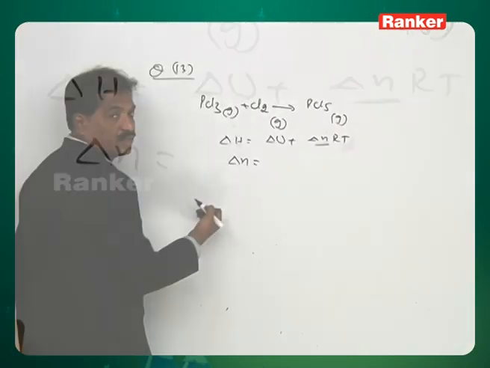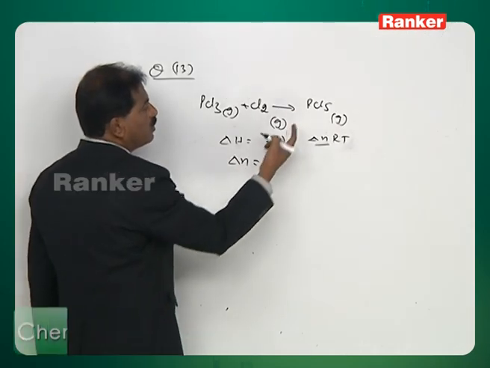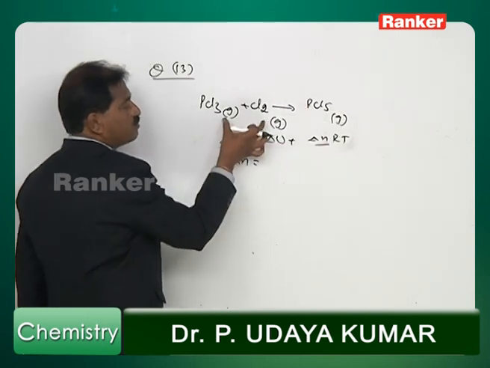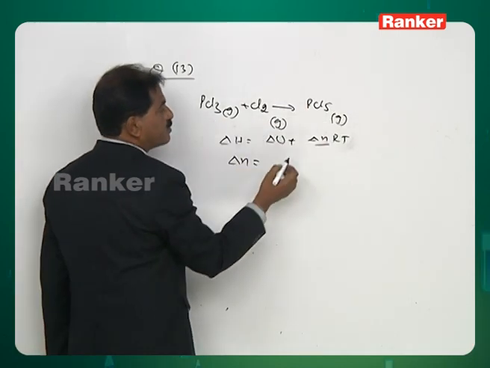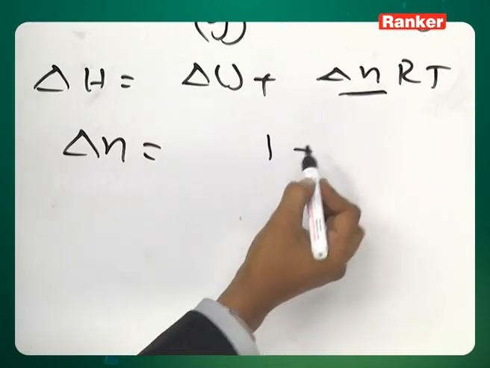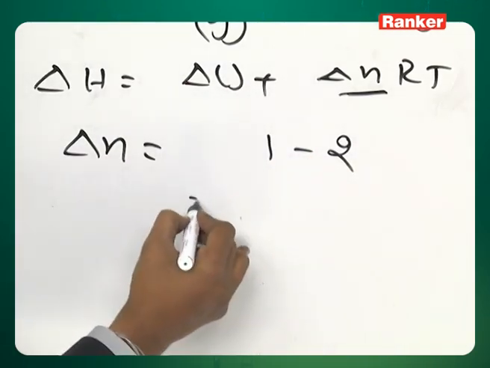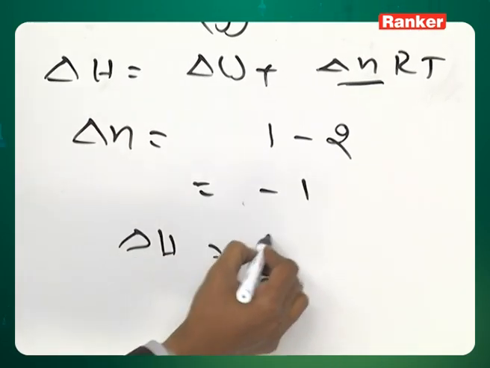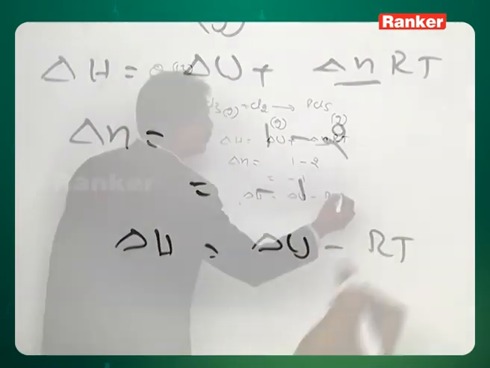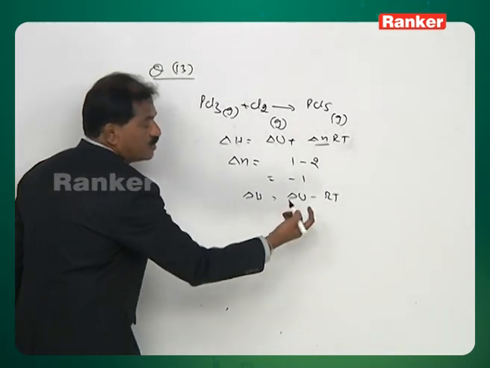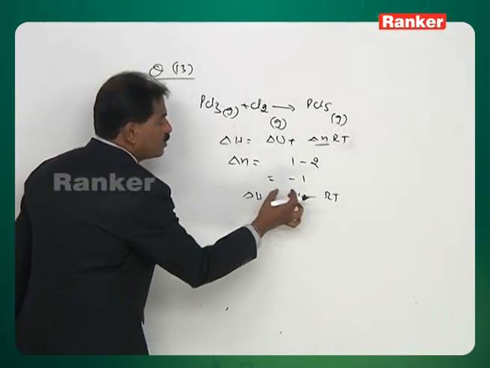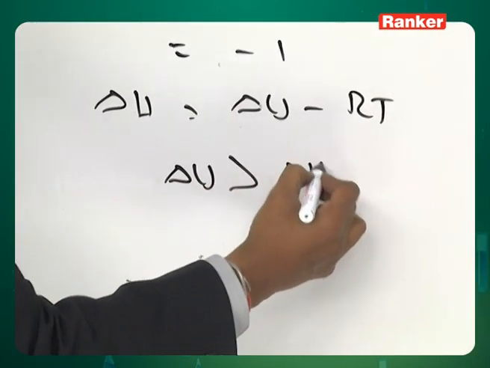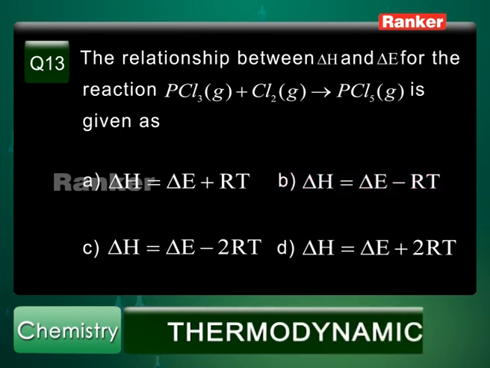Therefore, first calculate the change in the total number of moles. Change in the total number of moles means total moles of the gaseous state products minus total moles of the gaseous state reactants. Here products is 1, reactants is 2. Therefore, minus 1. Therefore, del H is equal to del U minus RT. Therefore, del U must be greater than del H. The answer given in the problem is B.